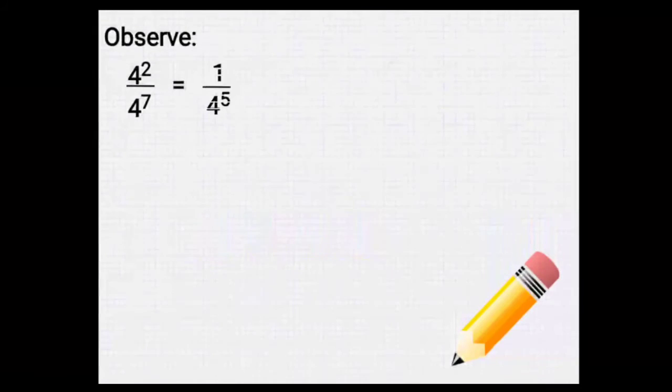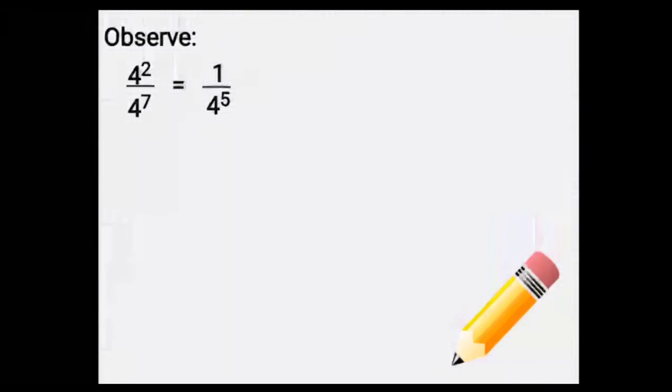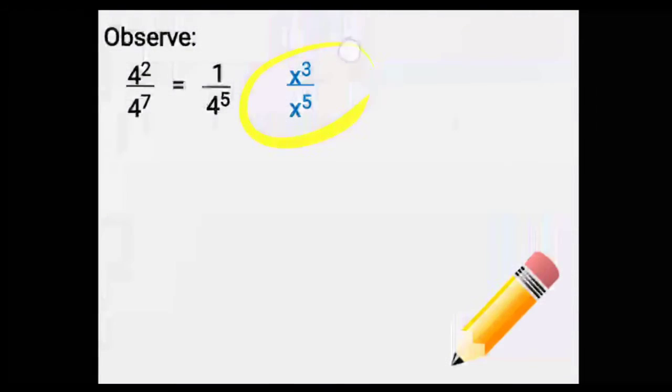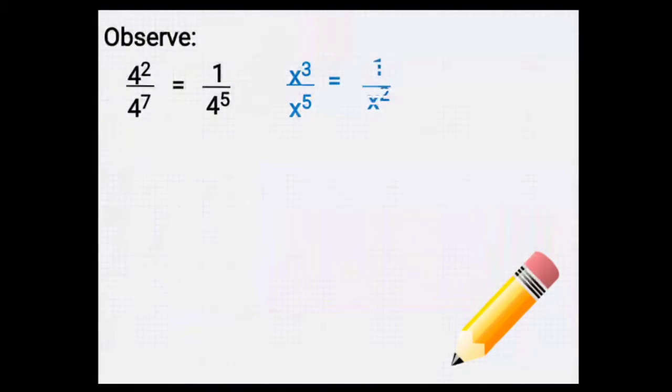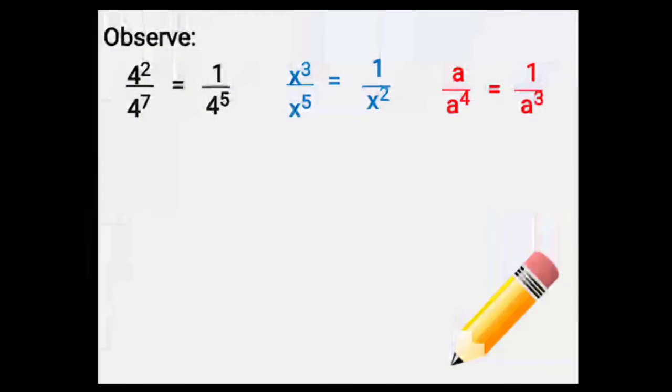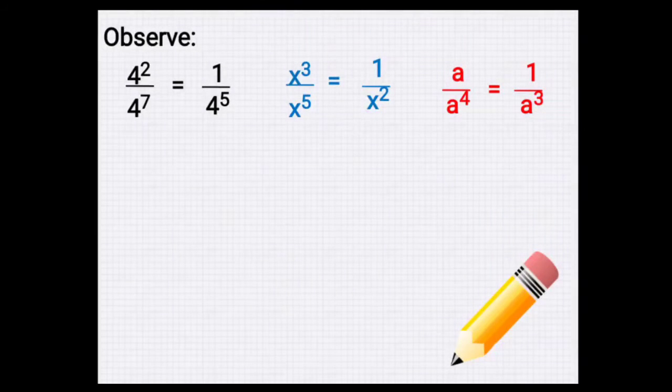So let's observe these expressions. 4 squared divided by 4 to the 7th power. That is equal to 1 over 4 to the 5th power. x cubed divided by x to the 5th power is equal to 1 over x squared. a divided by a to the 4th power is equal to 1 over a cubed. Now, what have you noticed?